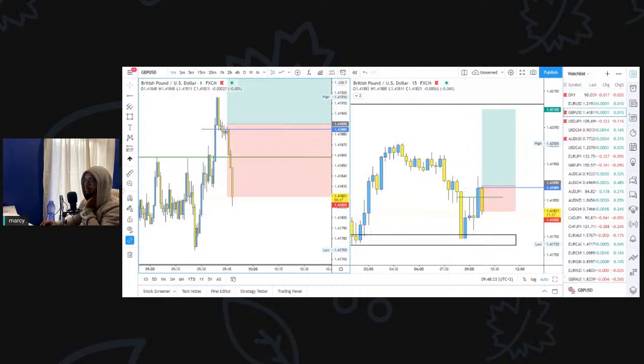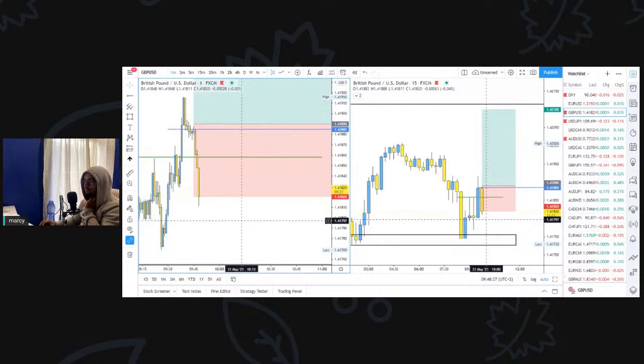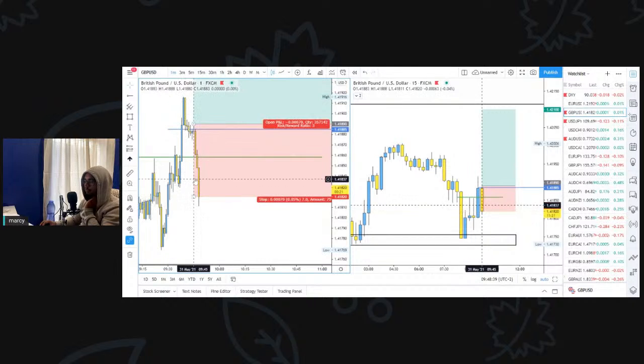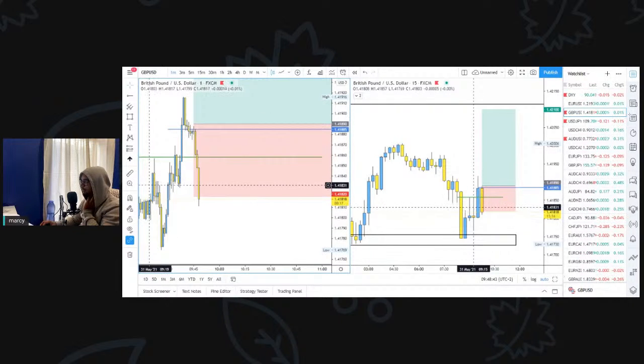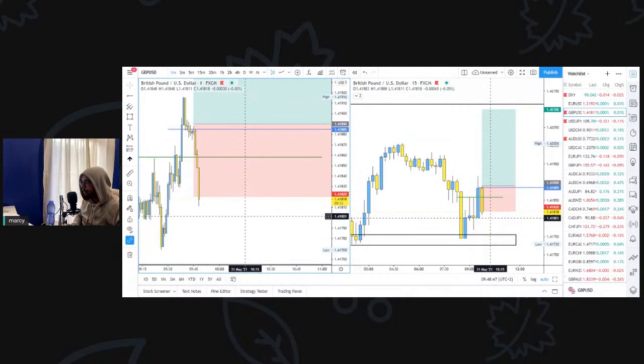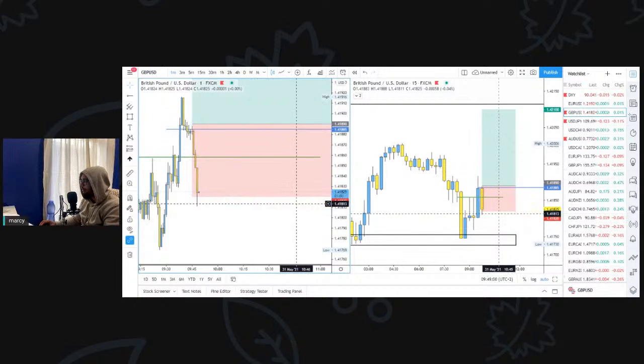Now we need to wait and see how price actually plays out. Hopefully we get that three candlestick formation, the evening star, morning star, one of those star type pattern formations. And then I'm still considering this price to possibly continue higher.